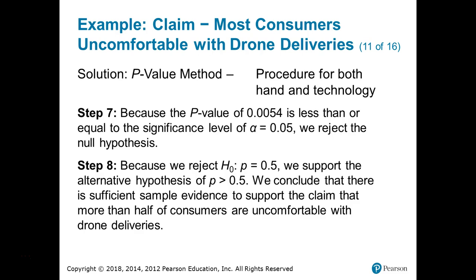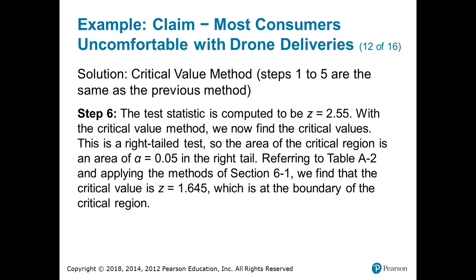Because we are rejecting the null hypothesis, that means that we support the alternative hypothesis, p is greater than 0.5. So we conclude that there is sufficient sample evidence to support the claim that more than half of consumers are uncomfortable with drone deliveries. So that was the p-value method.